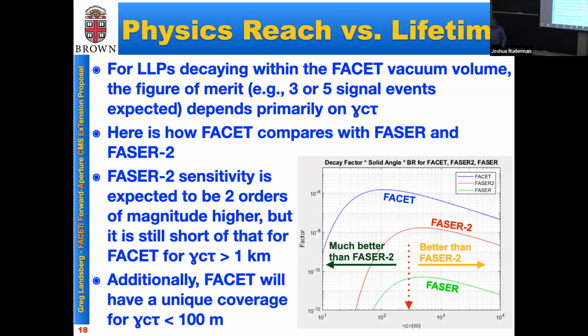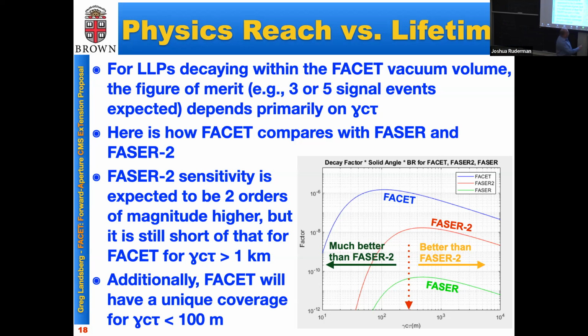Now let's talk about the most interesting thing, the physics reach. Conceptually, for an LLP decaying within the FACET vacuum volume, the figure of merit, say 3 or 5 signal events, whatever you want to use as the discovery or limit potential, depends primarily on the product of gamma beta c and lifetime tau. Here is how FACET compares with FASER and FASER 2 in this figure of merit. This is gamma c tau in arbitrary units; it's decay factor times solid angle, but you don't need to worry about the actual numbers. You can just compare the lines.